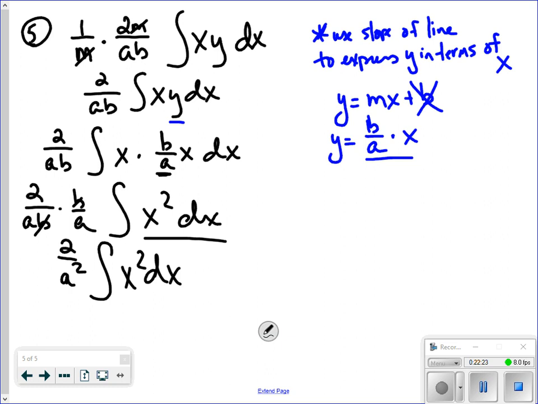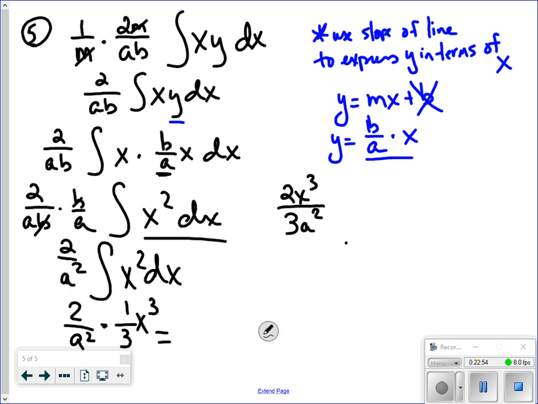We're finally ready to take the integral. So we're going to add 1 to the exponent. We're going to take the new exponent and put it under the coefficient, and then multiply it by our constants. So what I'm going to end up with here, we're finally going to finish this up. We got 2x to the third over 3a squared.